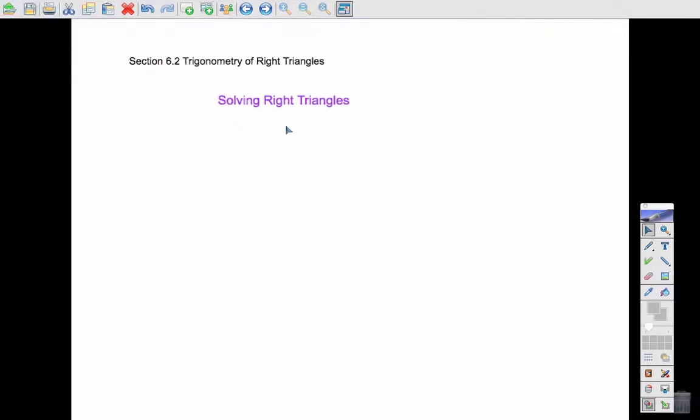So this is part 3 of section 6.2, trigonometry of right triangles. And this is about solving right triangles. And when the directions say to solve right triangles, it means to find all sides and angles. Okay, and in this section, we'll be given one angle and one side.